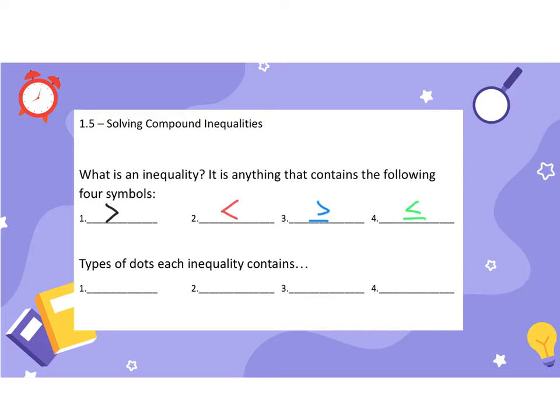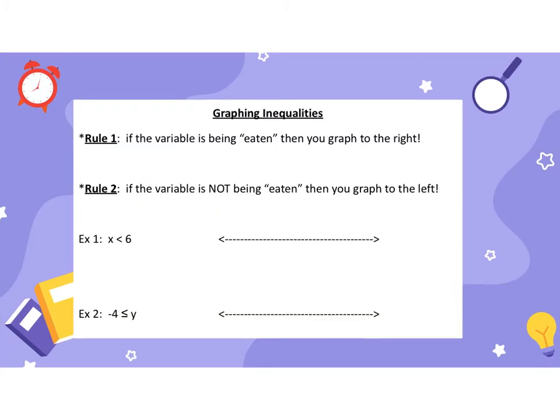Then we have the types of dots that they include. The first two are open dots, right? They're not equal to, so they don't have shading. The next two are equal to, so they do have shading. Think extra line equals extra shading. So these are going to be closed dots. Okay, hopefully you got those.